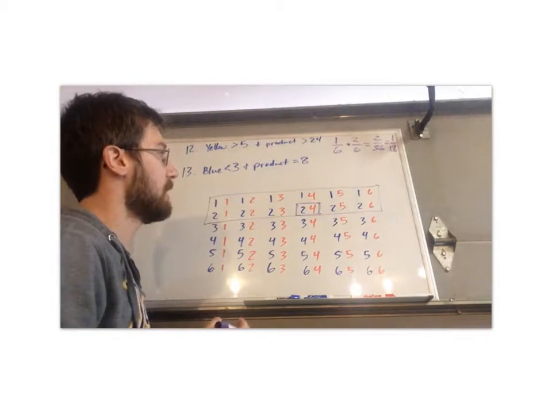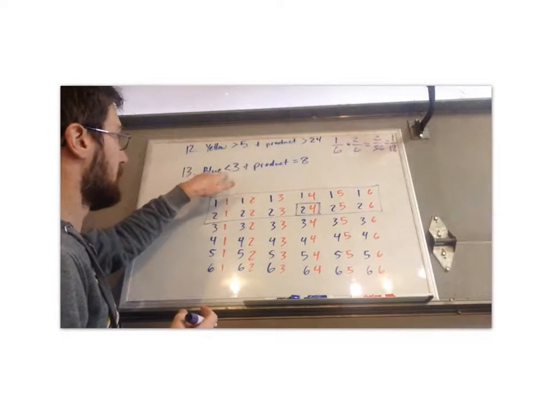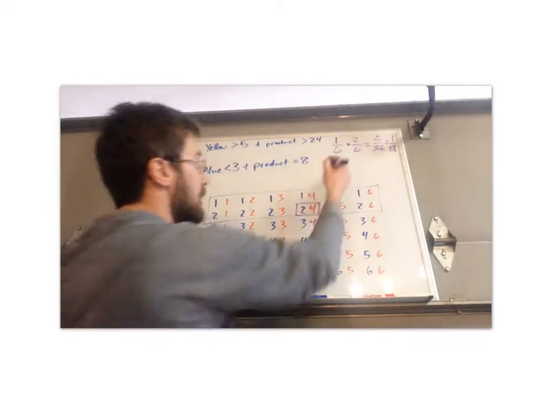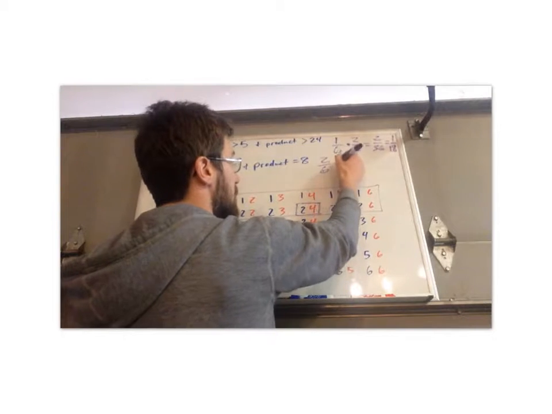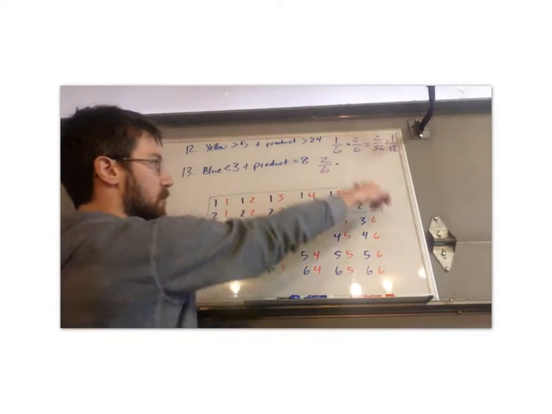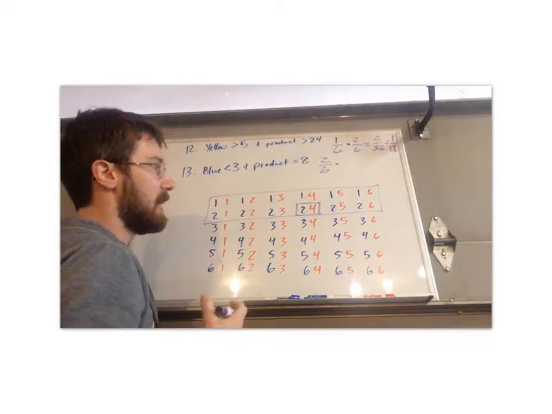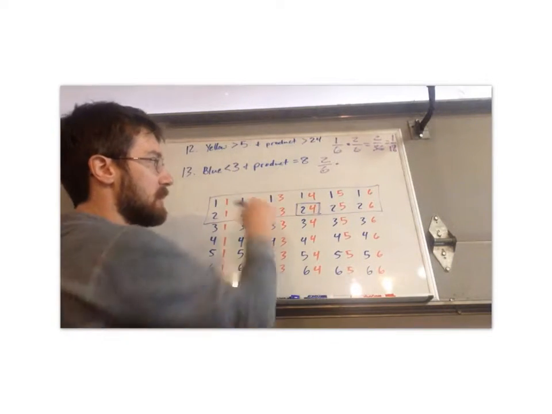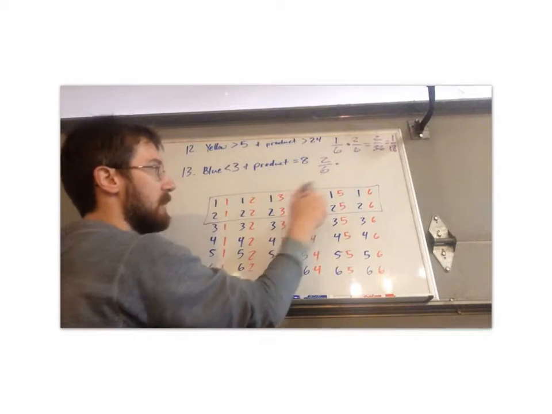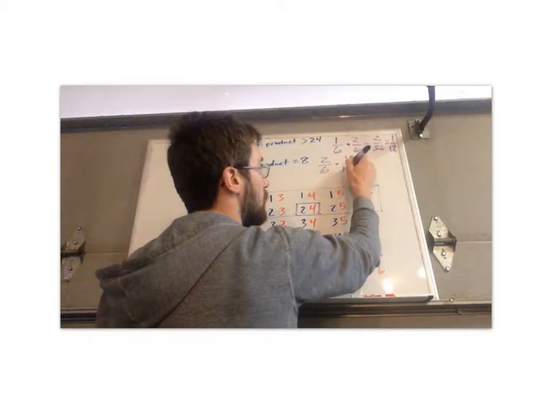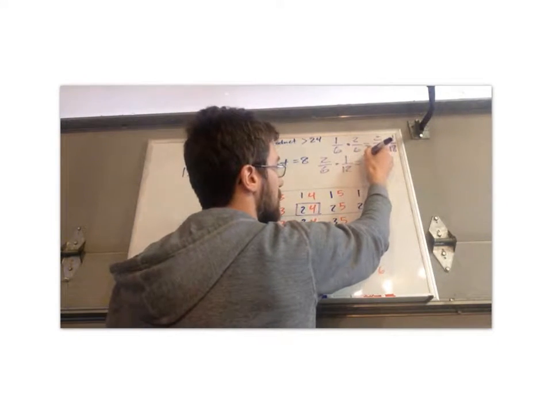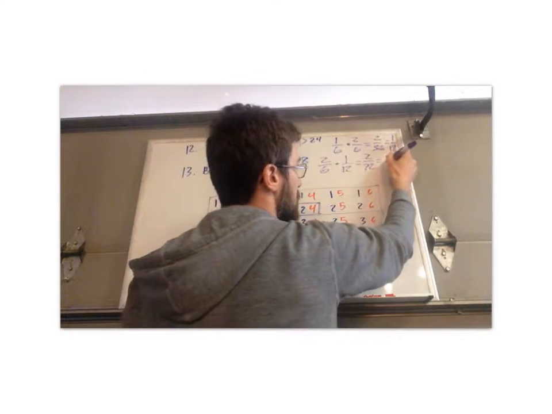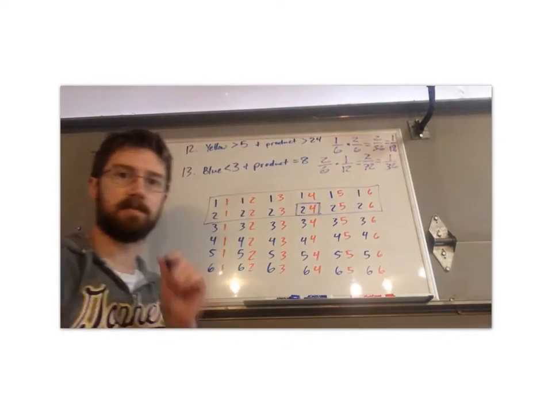Now the math behind that, we would say, what is the probability of the blue one being less than 3? Well, there's 6 possibilities for the blue one, so that would be 2 out of 6. And then among those 12 that we've now isolated, what's the probability within those 12 that the product is equal to 8? Well, it's 1 out of 12. So that becomes 2 out of 72, which reduces to 1 out of 36.